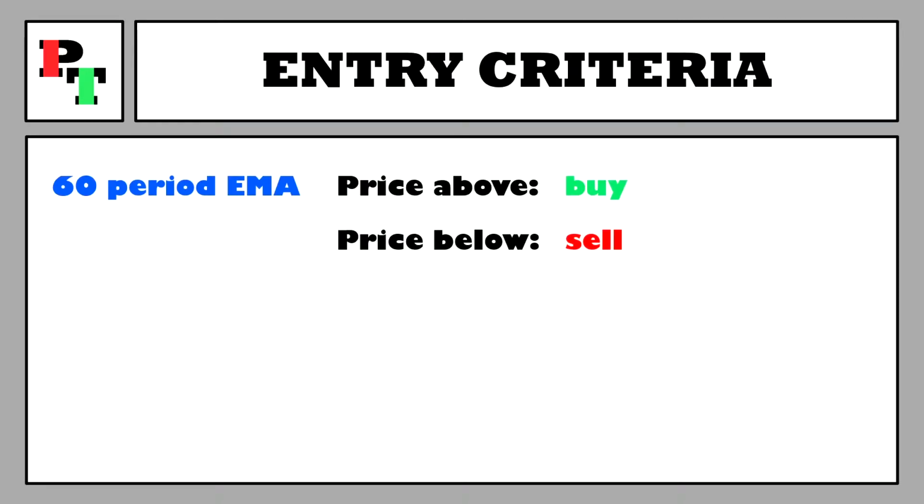So how will these indicators dictate our entry criteria? With that 60 period EMA, if the price is closed above it, then we're only going to take buy trades, and if price is closed below it, then we're only going to take sell trades. So it's just acting as a bit of a basic filter to start us out.